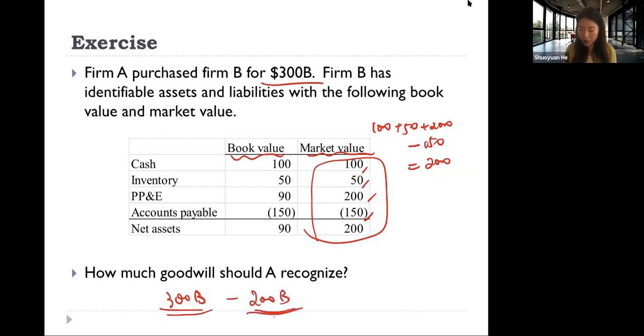So that part is identifiable. And what we have, the residual 100 billion, that is unidentifiable. And that is also called goodwill. So that is about goodwill.